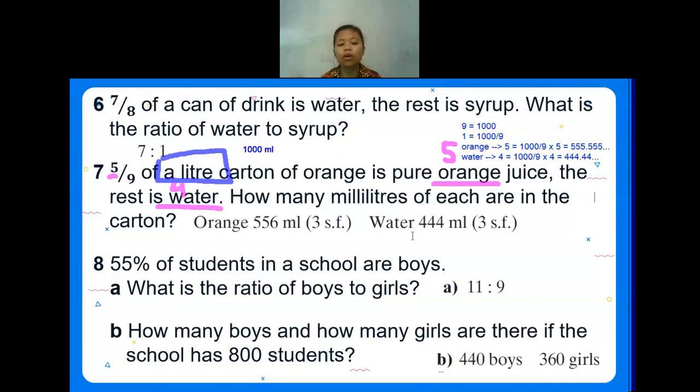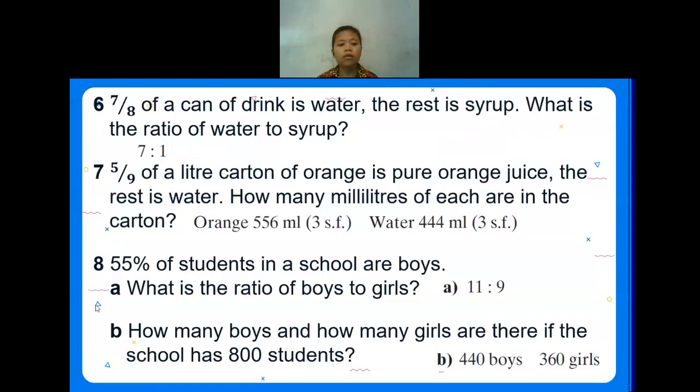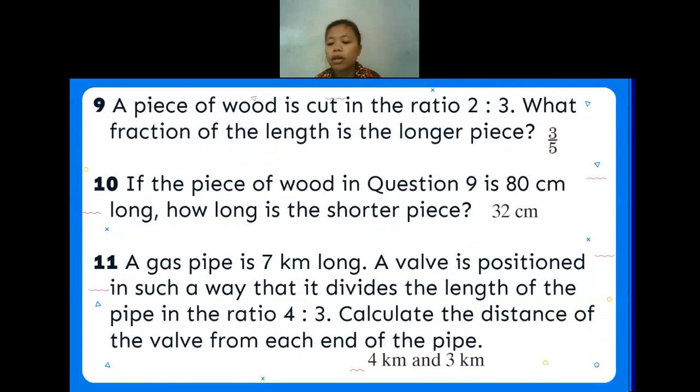Is there anyone who get confused still? Is there anyone who get confused? Hello? No confusion? Okay, if you have no confusion, I will move to the question 9, 10. This is for okay.